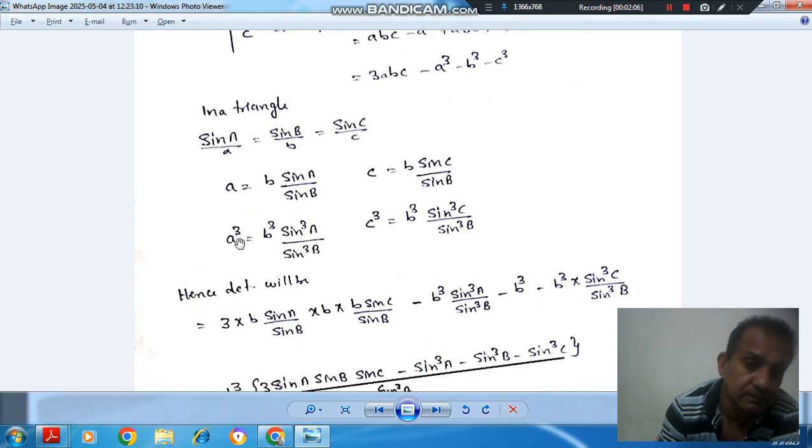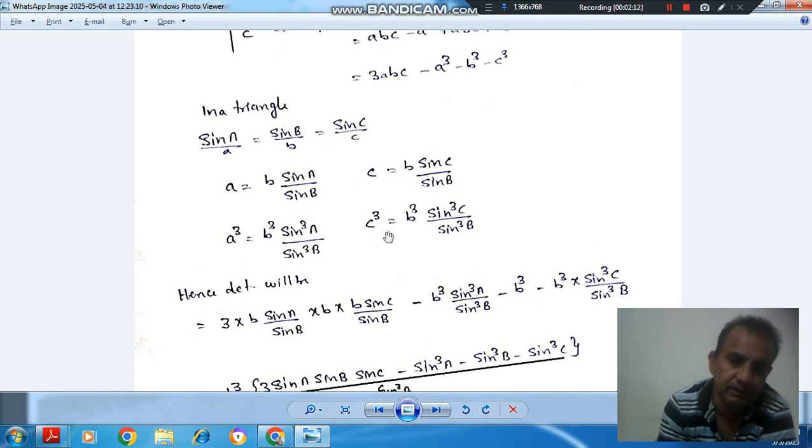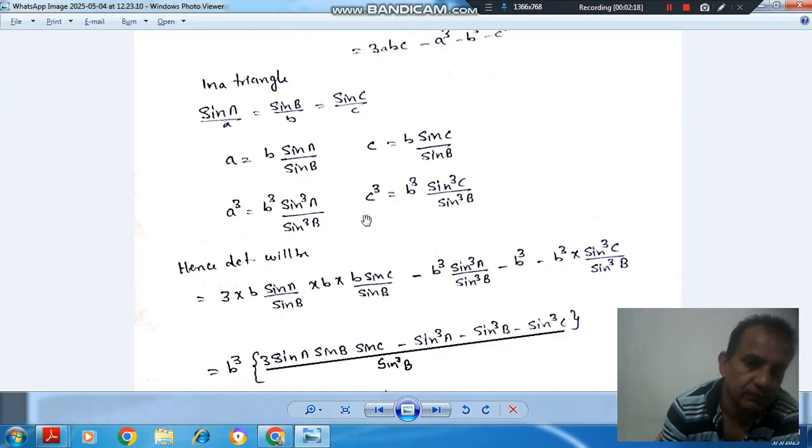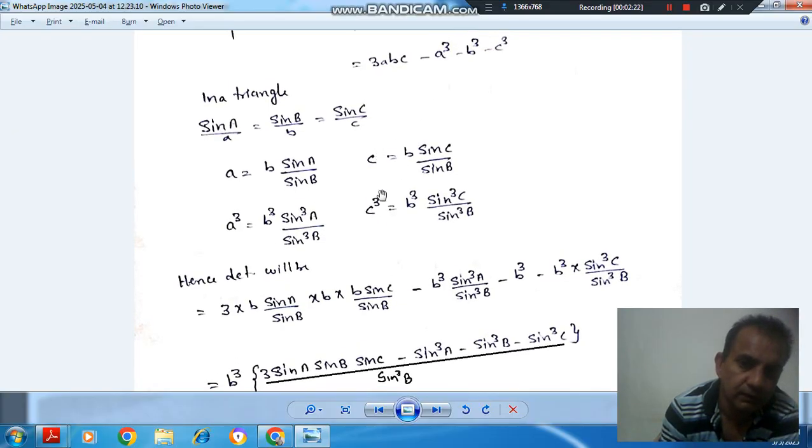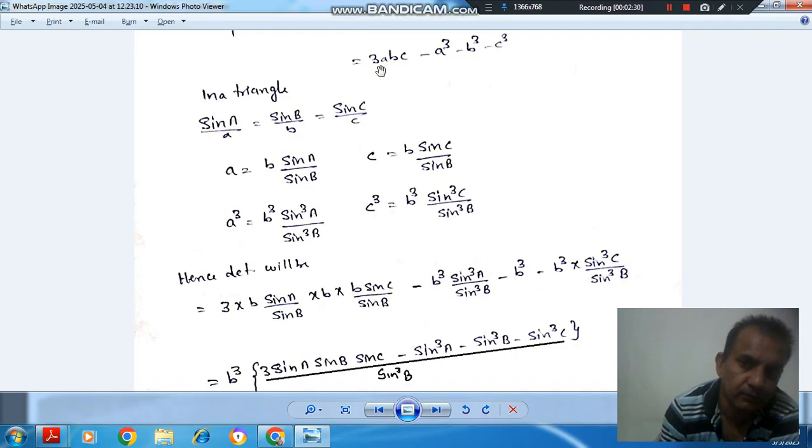So it will be a cube is equal to b cube sine cube A by sine cube B. Similarly, c cube will be b cube sine cube C divided by sine cube B. Okay, so now we can put the value of a cube, value of c cube, value of a, value of c here in this equation. So then the determinant will be 3.